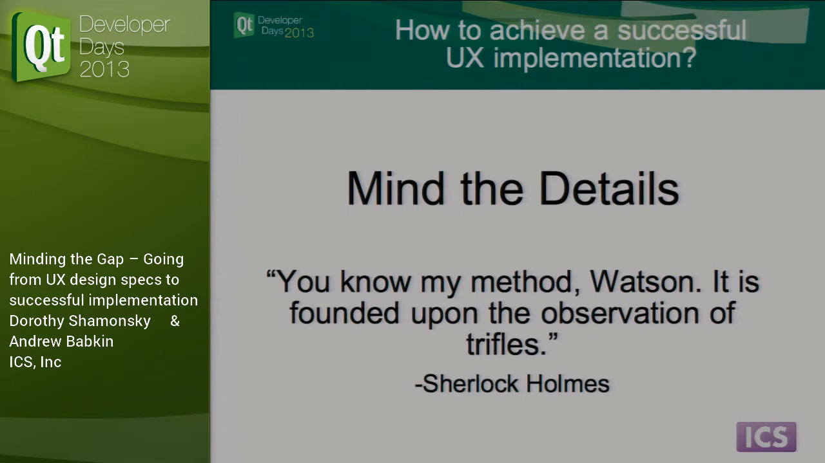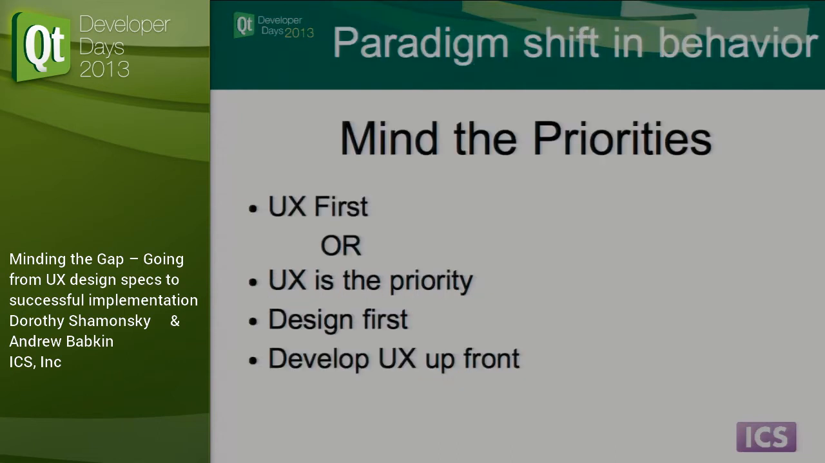There's a lot of attention to detail in achieving a good UX, and so we also mind the details. But to achieve a good UX, there's a large paradigm shift in thinking and behavior that developers really need to go through, and that is the notion of UX first. So we also mind the priorities, and this concept of UX first has so many good implications for creating better UX. It can mean make UX your priority.